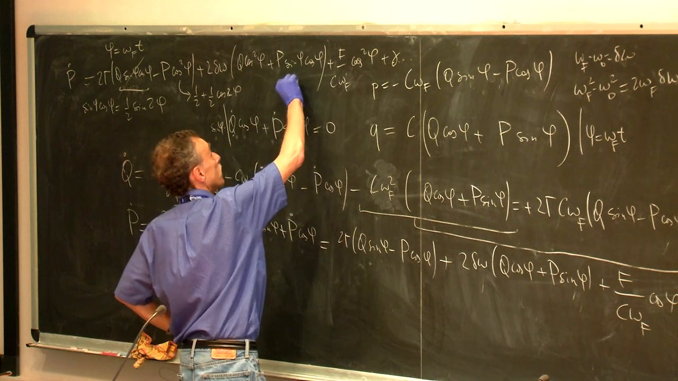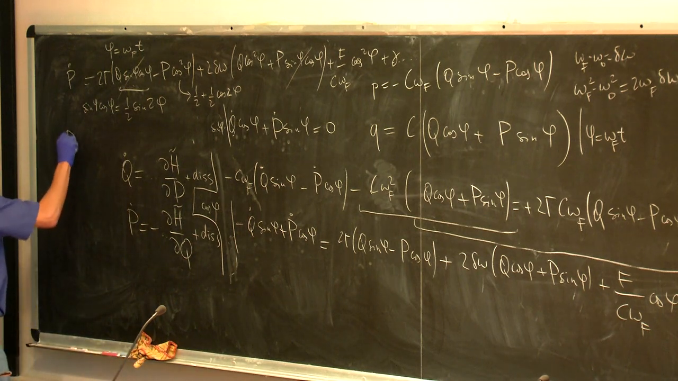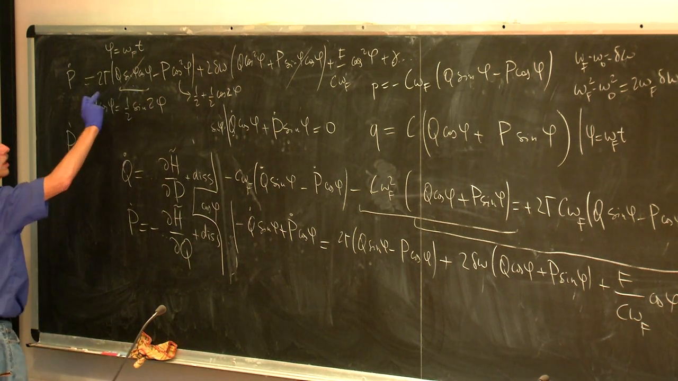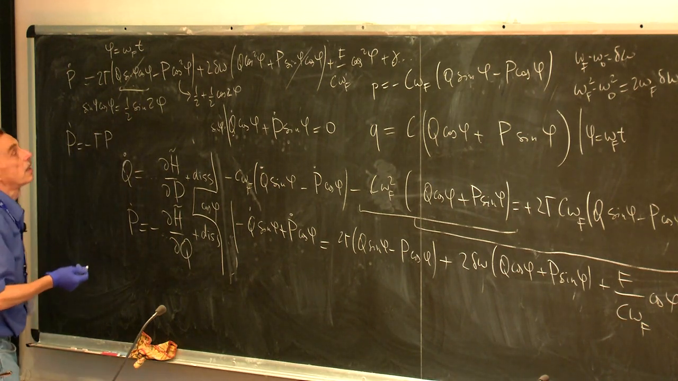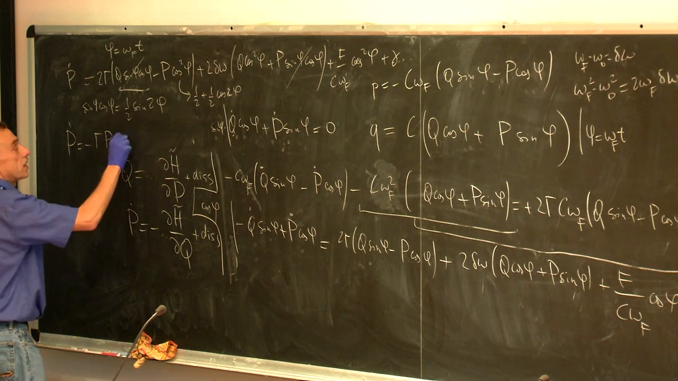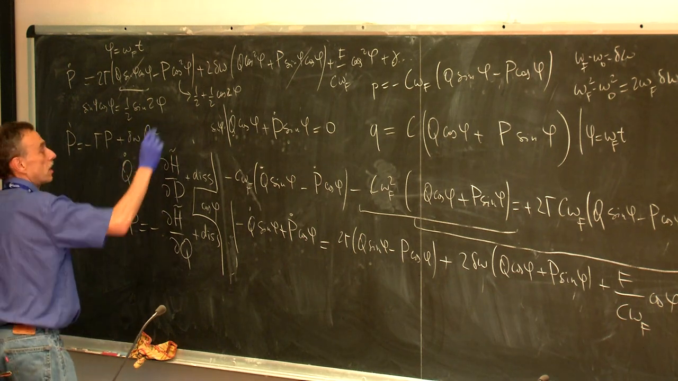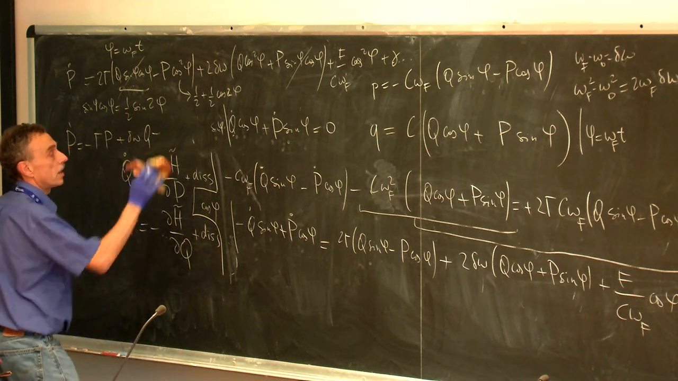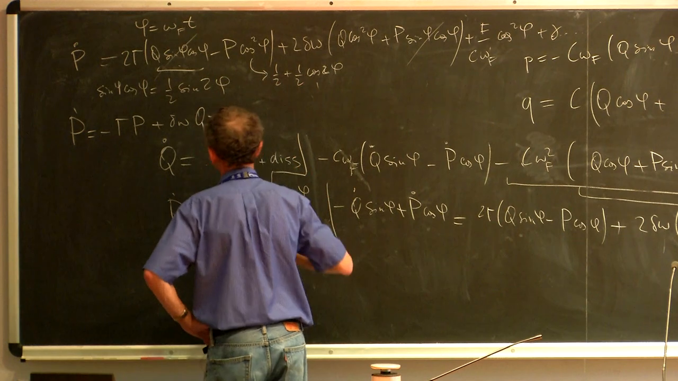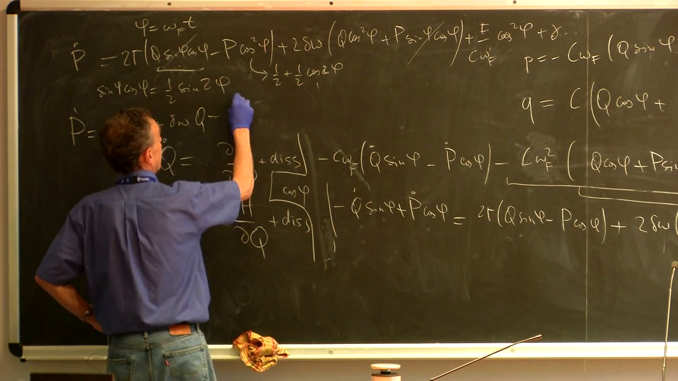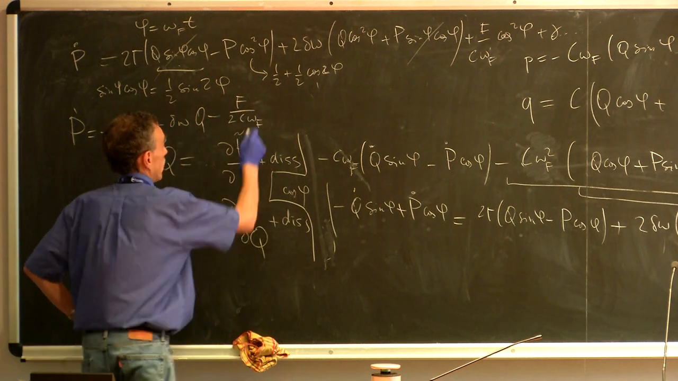Then I will drop this term, and what I will have is P dot is equal to, this is 1/2, minus gamma P plus delta omega Q minus, I really don't want to erase this, minus F over 2 C omega f plus gamma.